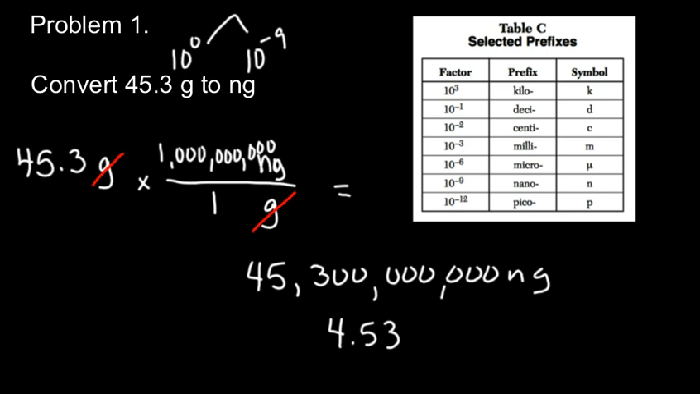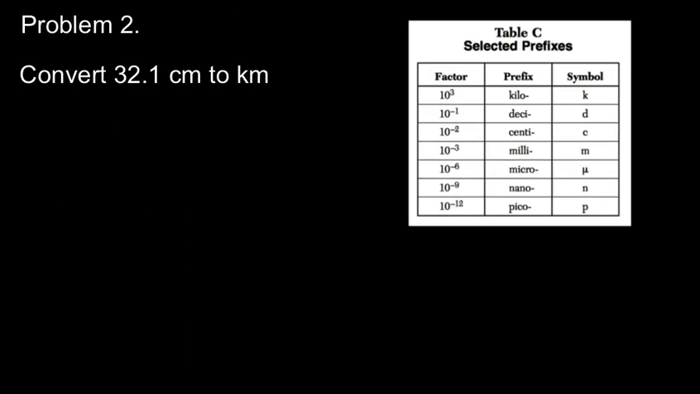So 4.53 puts the coefficient into the proper format, and so this is going to be 10 to the 10th nanograms. So either one of those answers is correct. 4.53 times 10 to the 10th nanograms is a little bit classier to use. All right, let's take a look at another example.